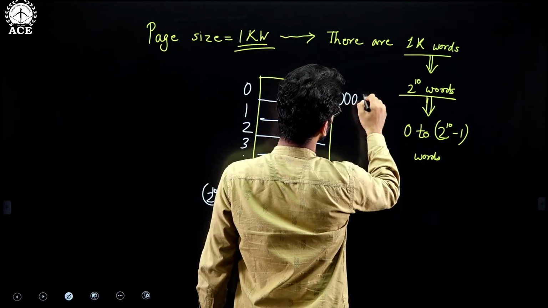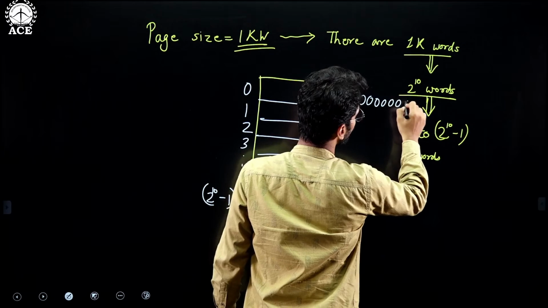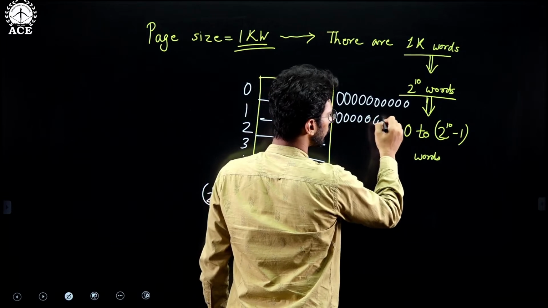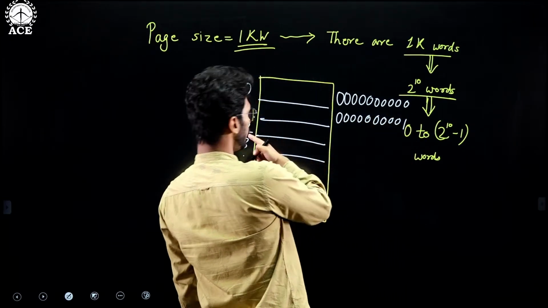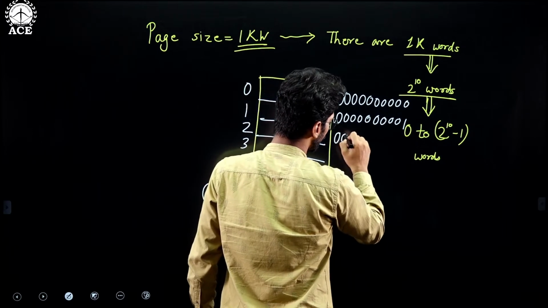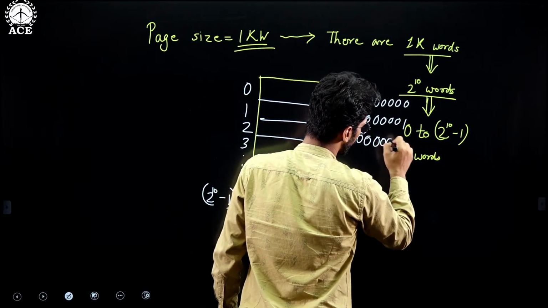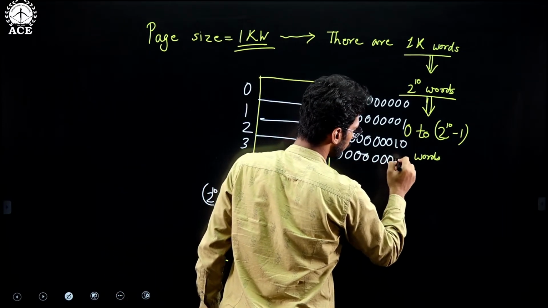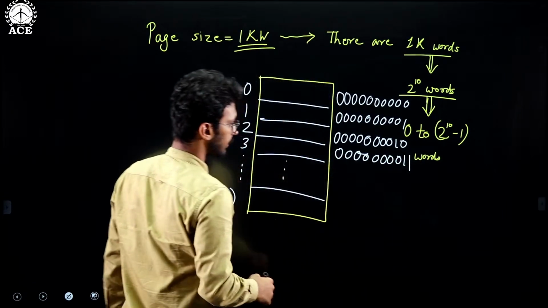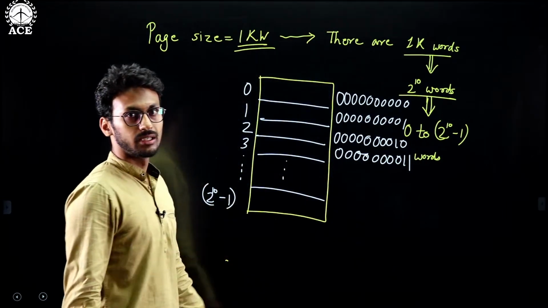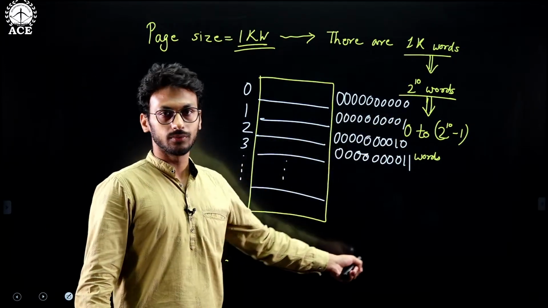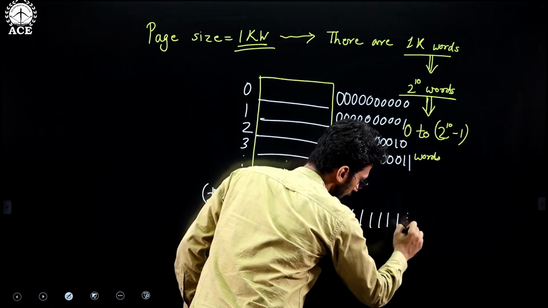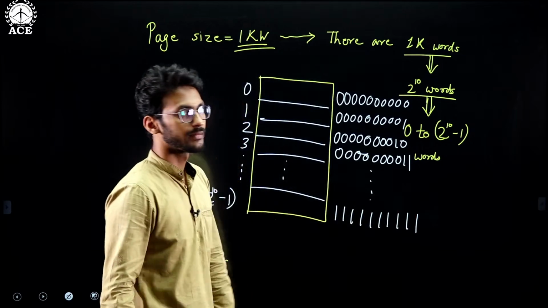0, 0, 0, 0, 0, 0, 0, 0, 0, 0: 10 zeros. Now 1 means what? 0, 0, 0, 0, 0, 0, 0, 0, 0, 1. Next one, 2 means what? 1 0 in binary, so 0, 0, 0, 0, 0, 0, 0, 0, 1, 0. 3 means 1 1, so 0, 0, 0, 0, 0, 0, 0, 0, 1 1. Done. Last one, 2 raised to 10 minus 1. What will be the last one? All zeros to all ones in binary, so 10 ones. Done with it.